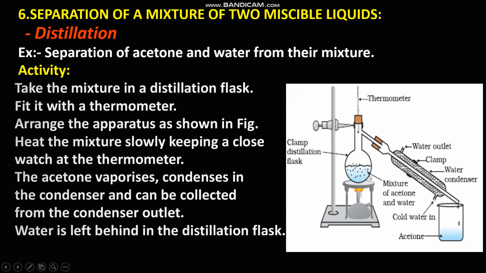So once again, we have taken the mixture in a distillation flask, the mixture of water and acetone. We have arranged the apparatus like this, and when we are heating this, what happens? Heat the mixture slowly, keeping a close watch on the thermometer. That means first the thermometer shows a constant reading until all the acetone vaporizes. The acetone vaporizes and condenses in the condenser and it is collected in the beaker. And water is left behind in the distillation flask.